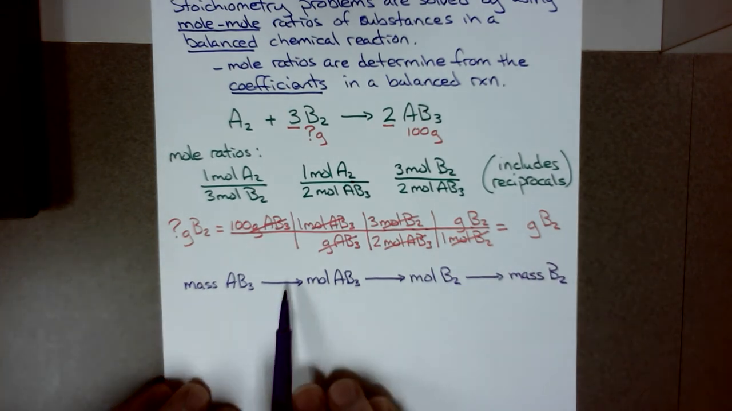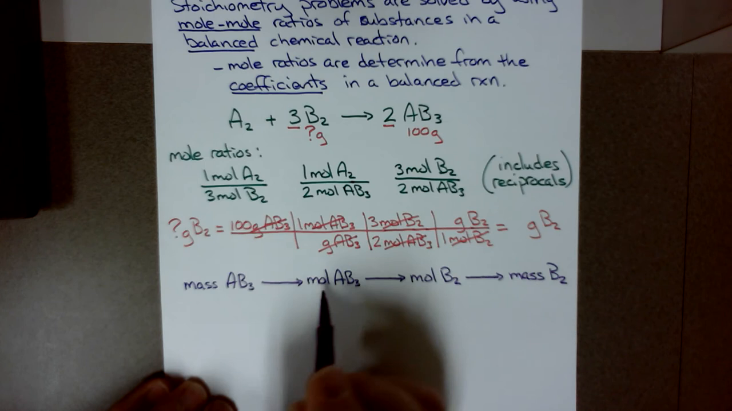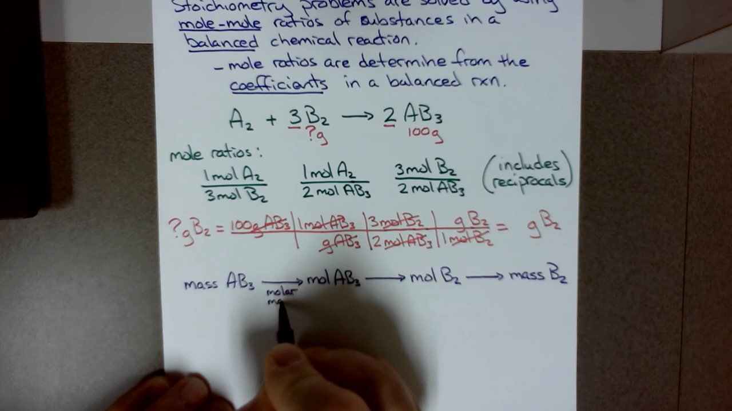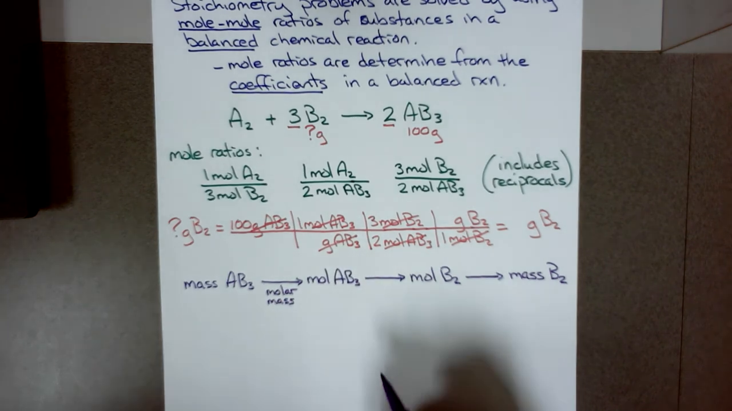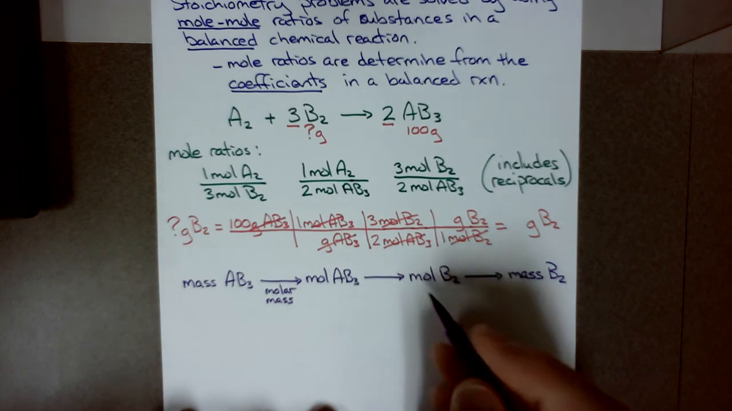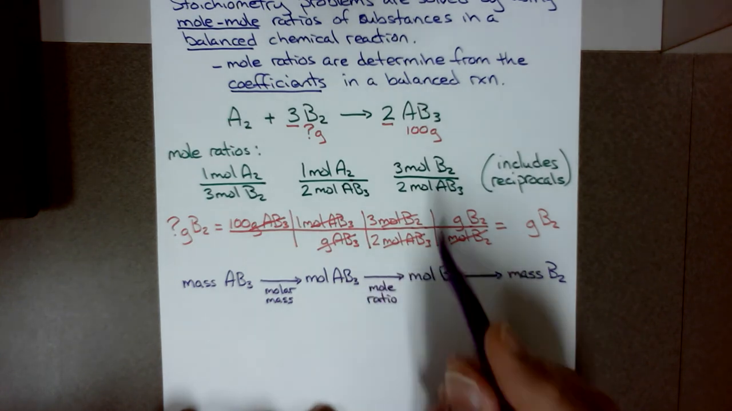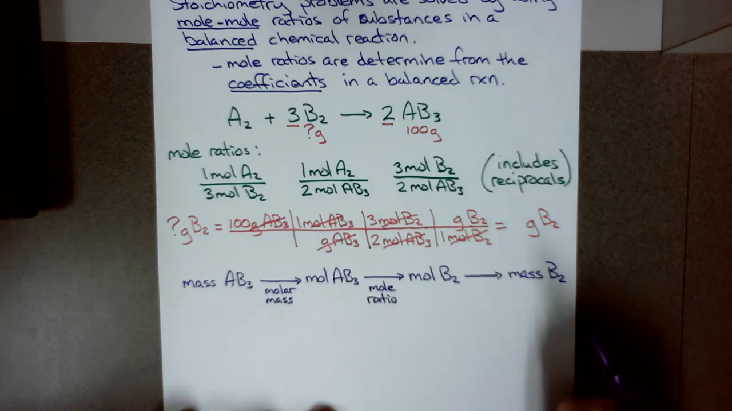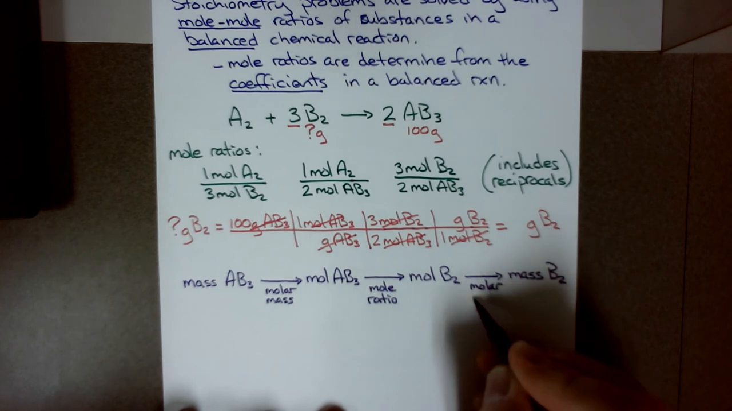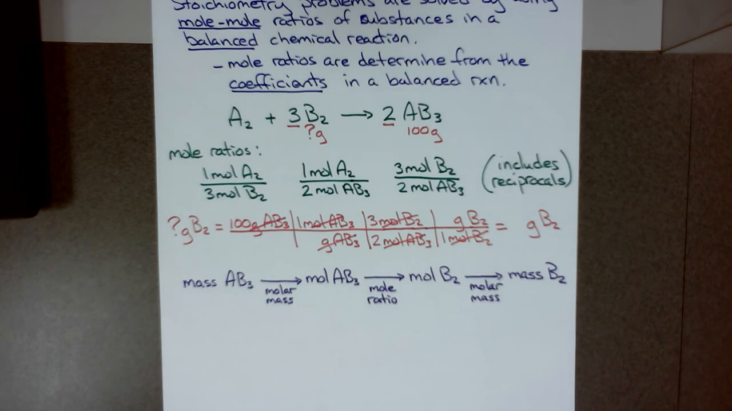So that means every arrow has to have a conversion factor in this. So going from mass to mole, I'm going to use molar mass on this conversion factor step. And remember, we get the molar mass from the periodic table. Here we're going from moles of one substance to moles of a different substance. So we're going to use the mole ratio that we get from the coefficients of the balanced reaction. And then we're going from mole to mass. So again, we got to use molar mass as my other conversion factor. So there's my 3 conversion factors in that process.